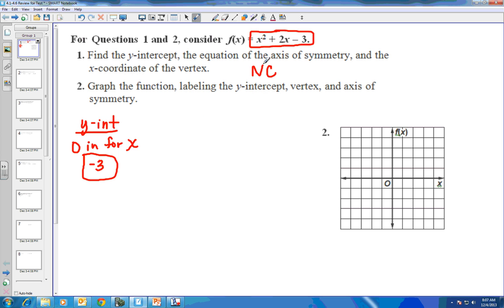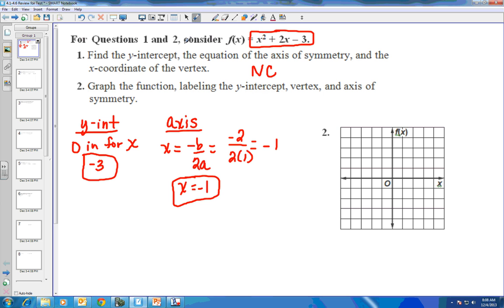I'm also supposed to find the equation of the axis of symmetry. There's a formula that we used for that. Does anyone remember that formula? What was it? -b over 2a. All right, so let's plug those numbers in. What's b in this problem? -2 over 2 times a, and a is 1. When I simplify that, what am I going to get? -1. So my axis of symmetry is -1.